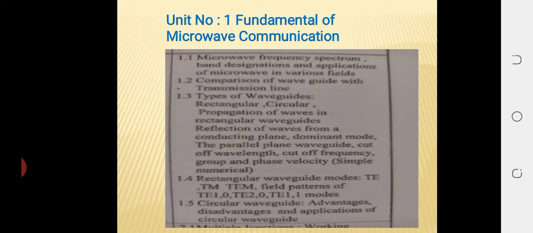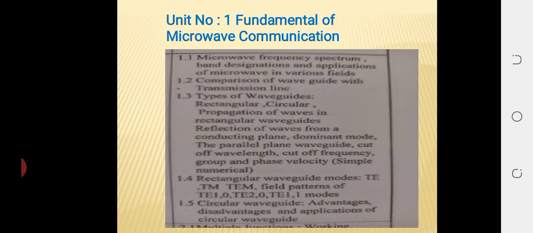Unit number 1, the lesson number 1, is the Fundamentals of Microwave Communication. In this you are going to study that microwave is totally related to frequency and its spectrum. So what is the spectrum? Various types of spectrum, their bands, their design, as well as how the frequency spectrum is important according to the application of microwave in various fields.